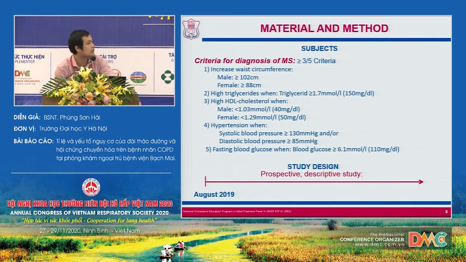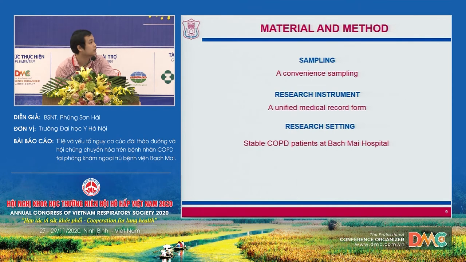This is the criteria for diagnosis of metabolic syndrome according to NCEP ATP III, when patients have at least 3 of 5 criteria. We chose a convenient sampling method and a cross-sectional study design. We used a unified medical record form, and the research setting was stable COPD patients at Bạch Mai Hospital.